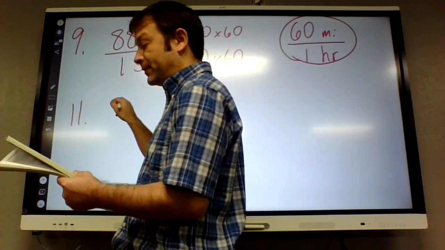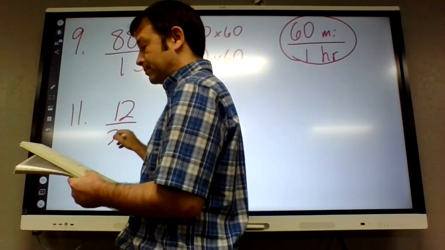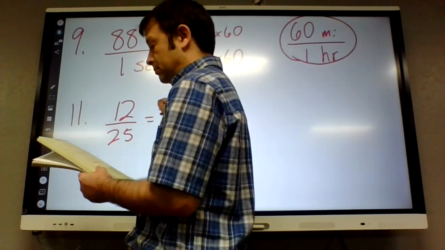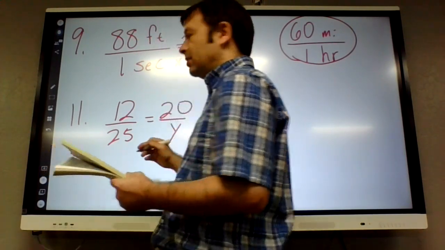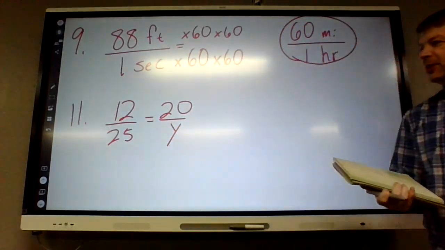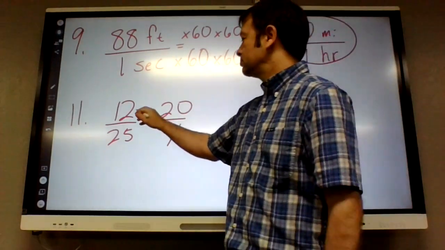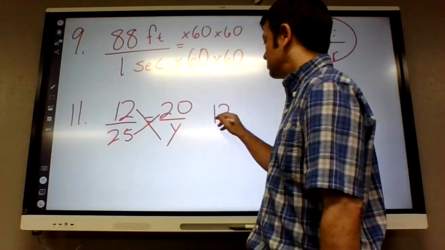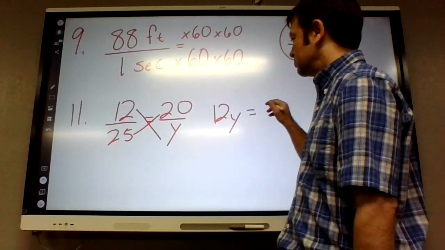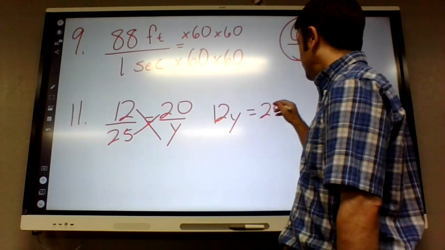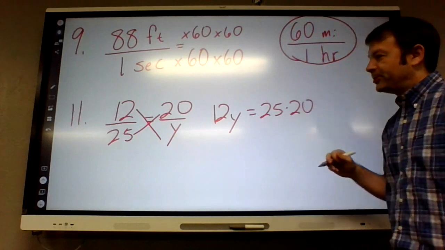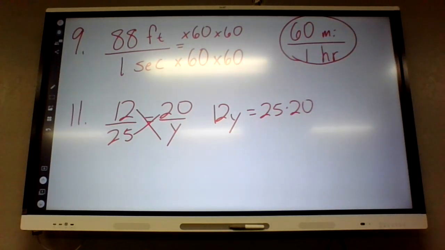These you guys definitely need to know how to do. Olivia, do you remember how we solved this for y? Yeah, you do 12y equals 25 times 20. Cross multiply, when you have two equal fractions, the ratios, 12 times y equals 25 times 20.